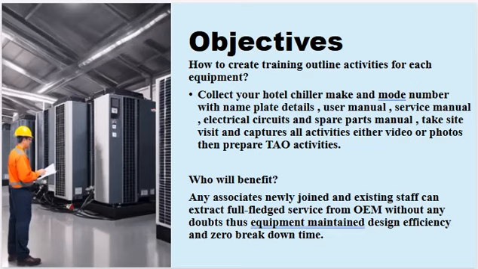Start by gathering detailed information about the chiller in your facility, including the make, model number, and all essential nameplate information. Refer to the user manual, service manual, electrical circuits, and spare parts manual provided by the original equipment manufacturer, OEM. Conduct a site visit and document all activities through video or photos, which will support you in preparing a thorough training activities outline, TAO, for each task. This approach ensures that any new or current staff member can confidently access OEM services, allowing the chiller to operate at peak efficiency with minimal downtime.